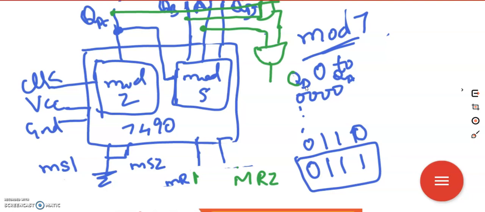Then you connect it to both the reset pins. So when QA and QB are connected together, this output means if both are 1, only then the output of this AND gate will be 1. And that we are ANDing with QC. So if all the three are 1, only then this output will be 1. So at that time we are resetting both MR1 and MR2. So we are able to achieve this mod 7.